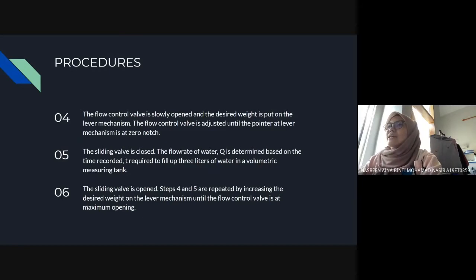The sliding valve is closed. The flow rate of water Q is determined based on the time recorded T that is required to fill up 3 liters of water in a volumetric measuring tank. Next, the sliding valve is opened, and then steps 4 and 5 are repeated by increasing the desired weight on the lever mechanism until the flow control valve is at maximum opening.